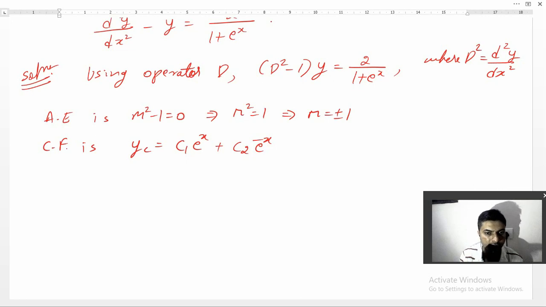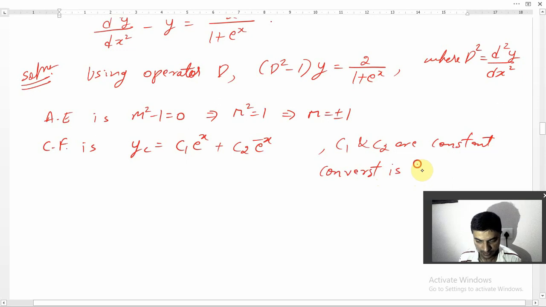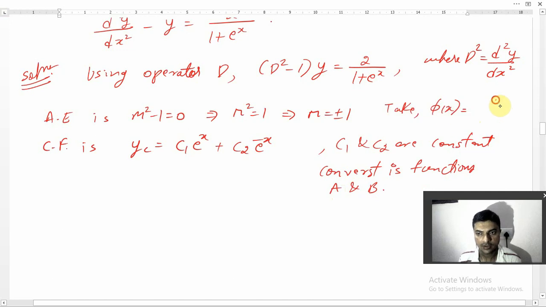So in this complementary function, you can just use the table. If the roots are real and distinct, I am going to use this formula directly from the table. The table I am going to give in the description box. So this is going to become our complementary function. Please remember, C1 and C2 are constants from the formula, but in the method of parameters these constants are always converted into the functions A and B. So I am going to directly convert this into a and b and take psi of x. So please remember how the equation is taken.